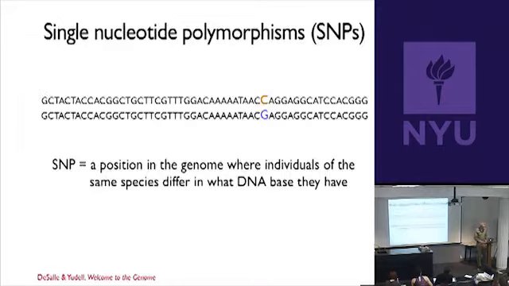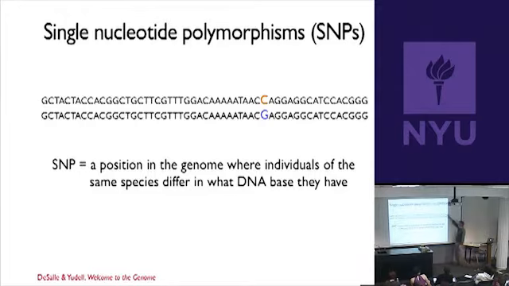So to do that, we have to introduce one term, which has a long name and a short abbreviation. The name is single nucleotide polymorphisms, or SNPs. We say SNPs. And a single nucleotide polymorphism is basically a position in the genome where individuals of the same species differ in what DNA base they have.